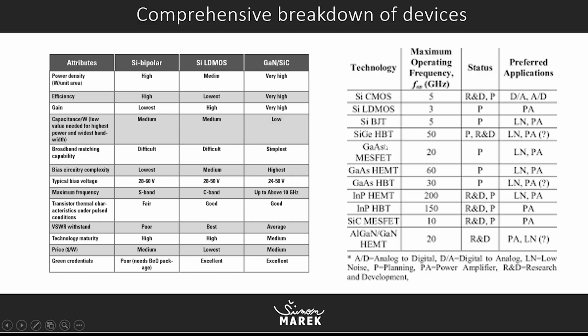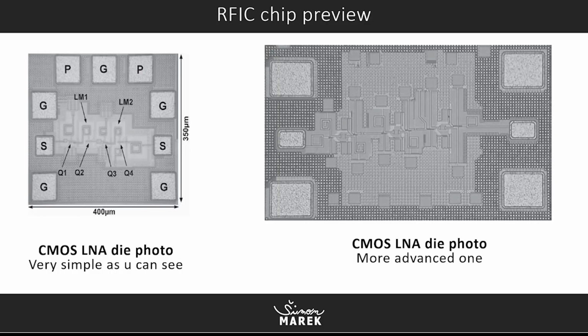There's a more interesting technology, which is gallium arsenide here in the middle, and you can see it covers frequencies around 20 or 60 gigahertz or so. So it is more interesting in our case to really look for the substrates and technologies in this spectrum. Very important to pick your good substrate and technology if you're designing a good RF amplifier. So this wraps up our comprehensive breakdown of devices.